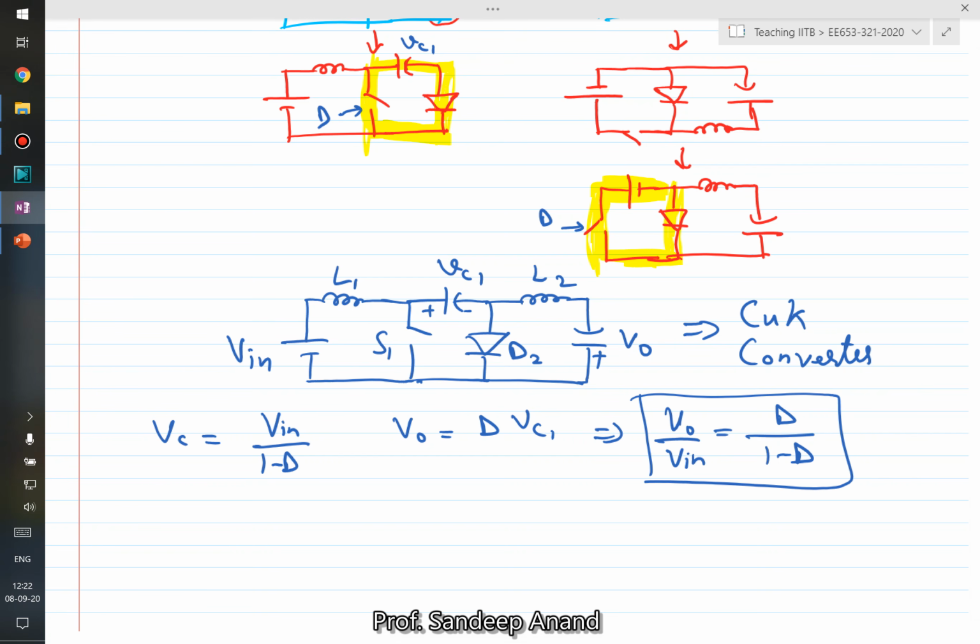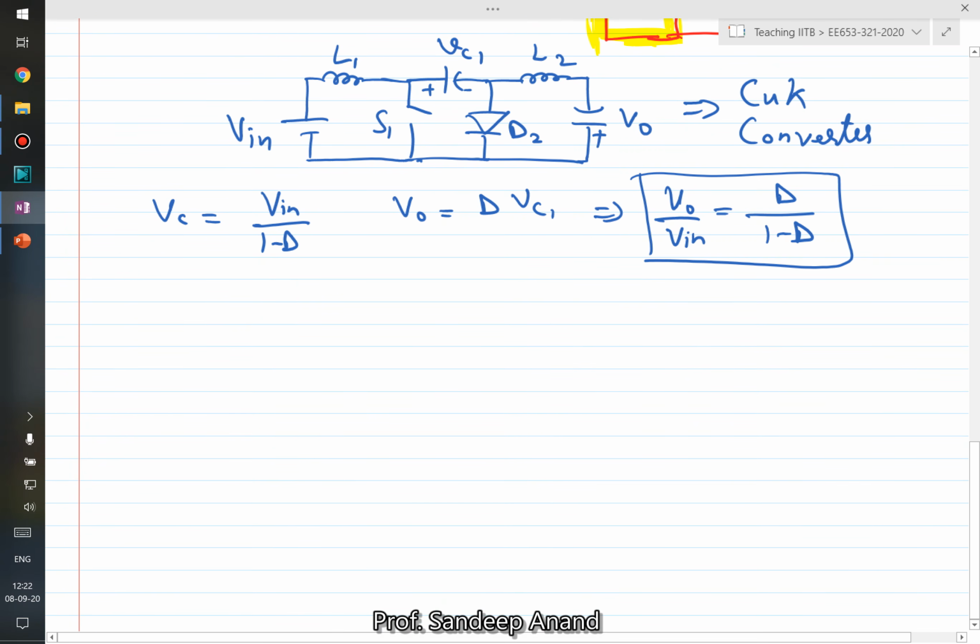Now you can certainly directly write it. Otherwise, what we can do is we can draw the waveforms of the current and voltages, and we can then apply volt second balance and still derive the same equation. Let's see.